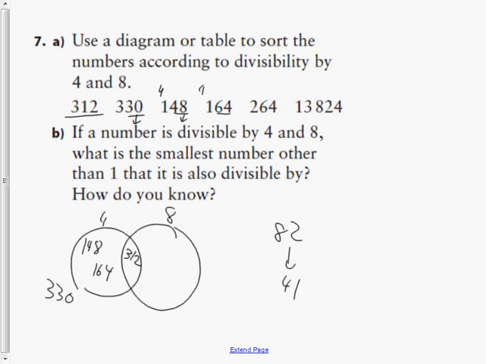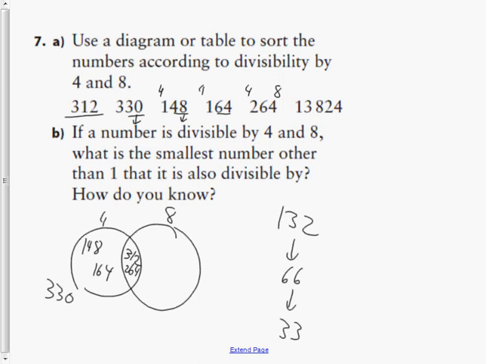For 264, I know it's divisible by 4 because I just did it with the last one. But half of 264 is 132, and half of that is 66, and half of that is 33. So I could divide 264 by 2 3 times in a row, so therefore it's divisible by 8, and it goes right in the middle.